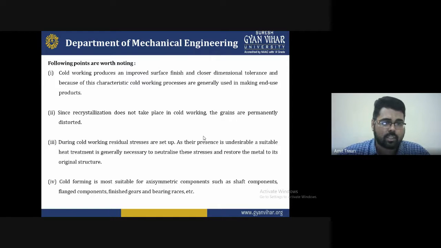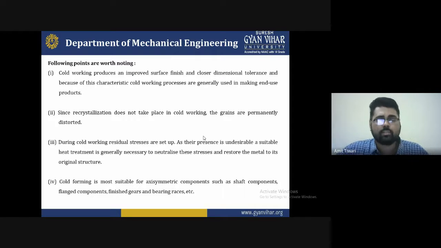Second, recrystallization does not take place in cold working, because we saw that the grains are permanently distorted. So the grain size is not renewed, and recrystallization is not considered in the cold working process. Third, during cold working, residual stresses are set up. As their presence is undesirable, suitable heat treatment is necessary to neutralize these stresses and restore the metal to its original structure.